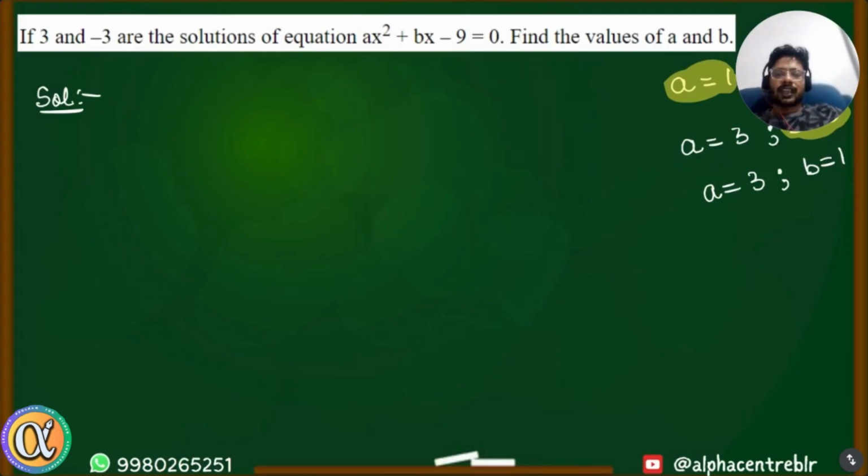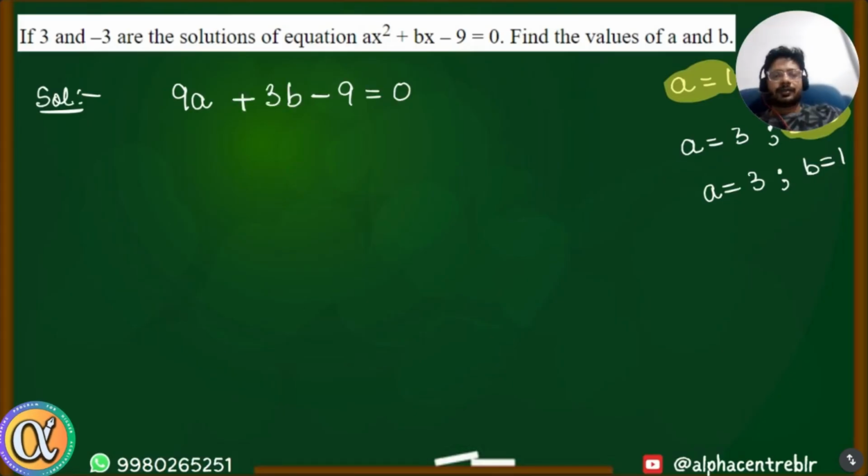We first put x value as 3. Sorry, x value as 3. So it is a into 3 square, which means a into 9. So 9a I can write. Okay, then b into 3, so we can write 3b, minus 9 is equals to 0. So for easier calculation, can we take 9 to that side? It's better and easier.